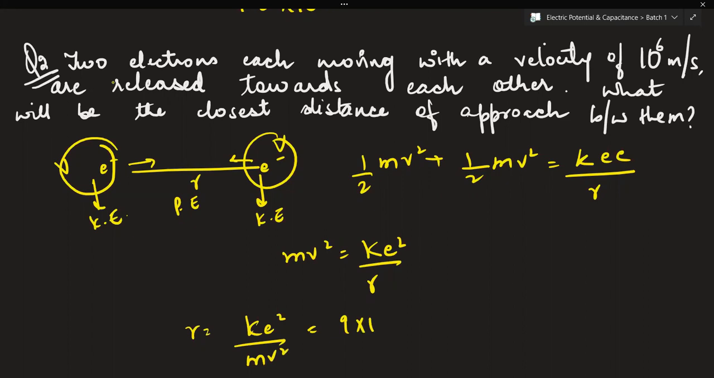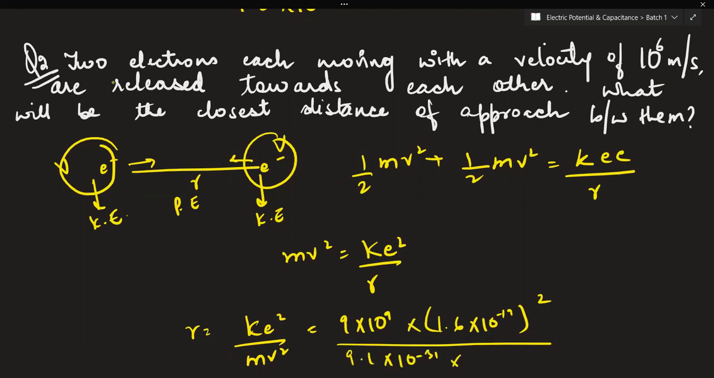So k will be 9 into 10 to the power 9, electronic charge 1.6 into 10 to the power minus 19 whole square. Mass, okay, electron is given, no? So mass will be 9.1 into 10 to the power minus 31. Velocity square 10 to the power 6 whole square. So when you solve it, you will get the answer which he is getting, Salman: 2.53 into 10 to the power minus 10 meters. Around this much. Note it down. I'll share one more numerical.